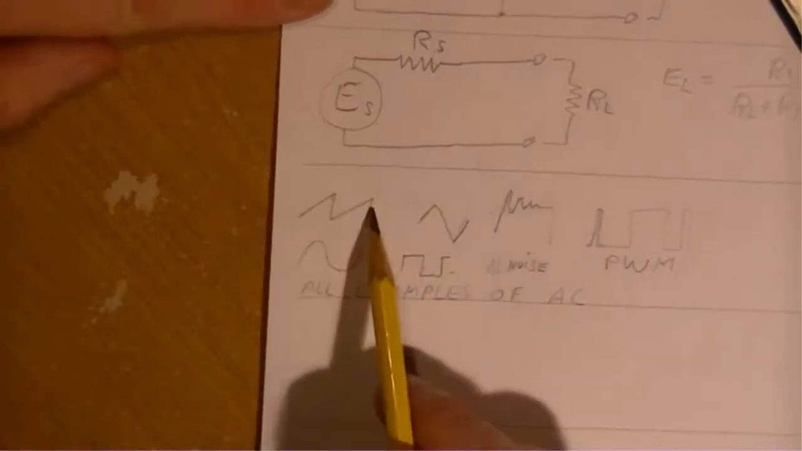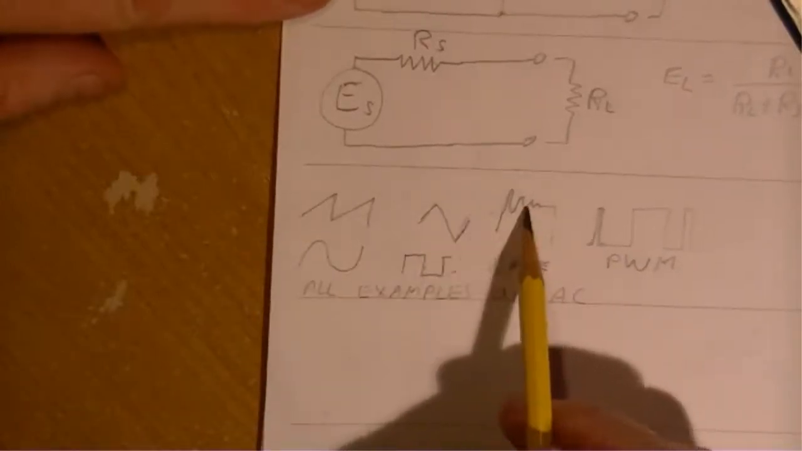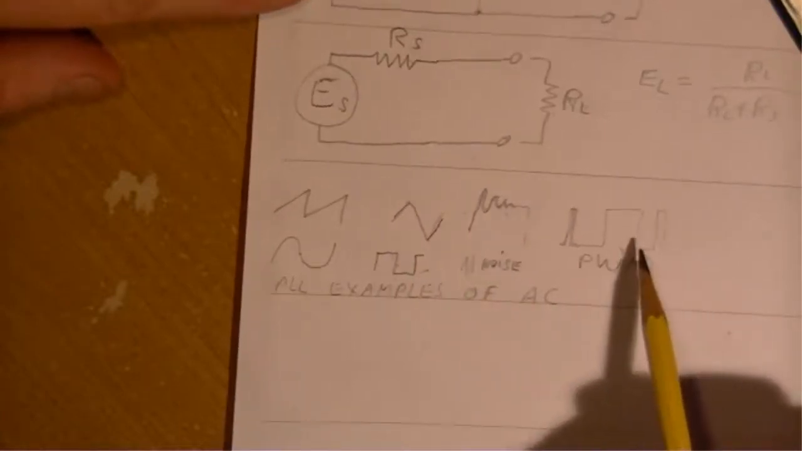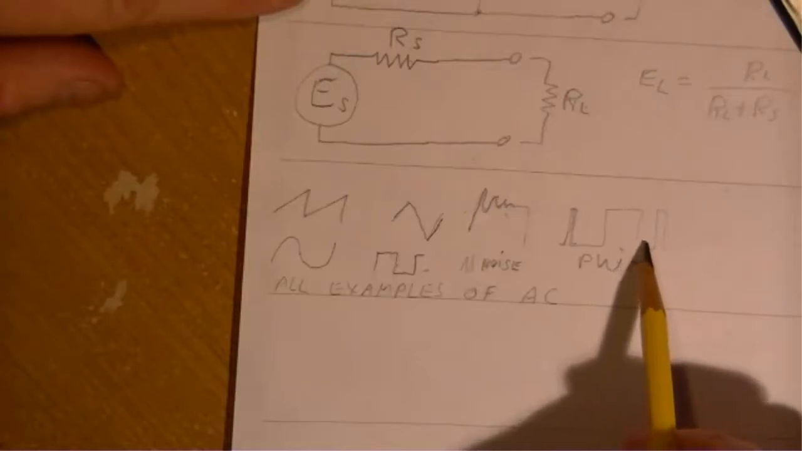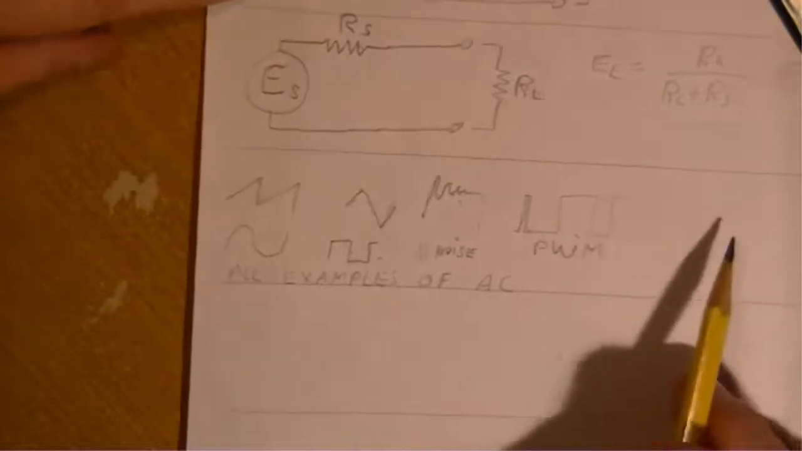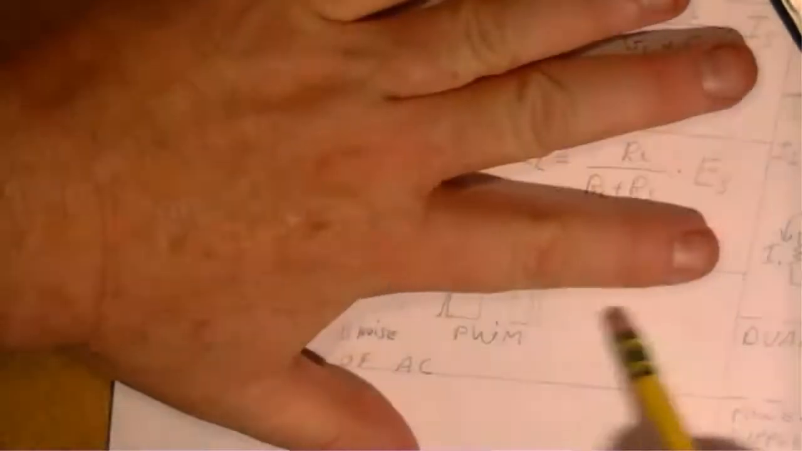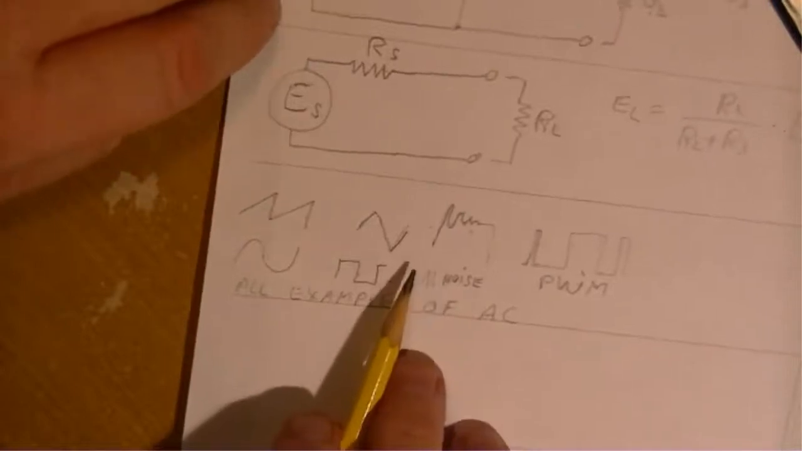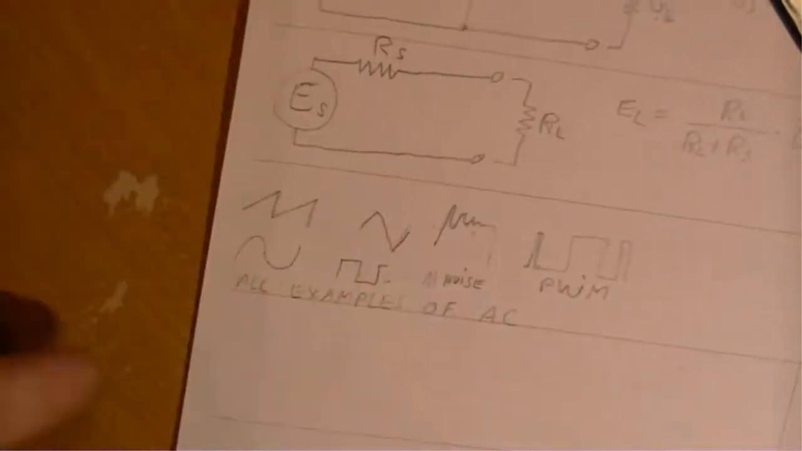Everything here, a sawtooth, a triangle, a ringing, overshoot, pulse width modulation, on and on and on. There's dozens of examples of what AC is. There's only one example that I know of that's DC, and that's just straight-on DC. So if something's not a straight DC, then it's all AC. Okay, so all these that you see here, they're all examples of AC signals. That's another important aspect.